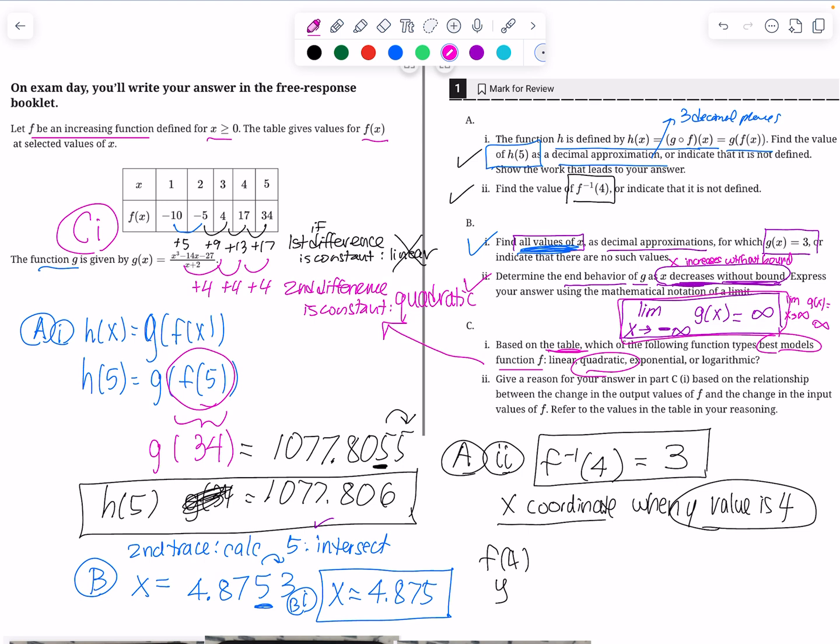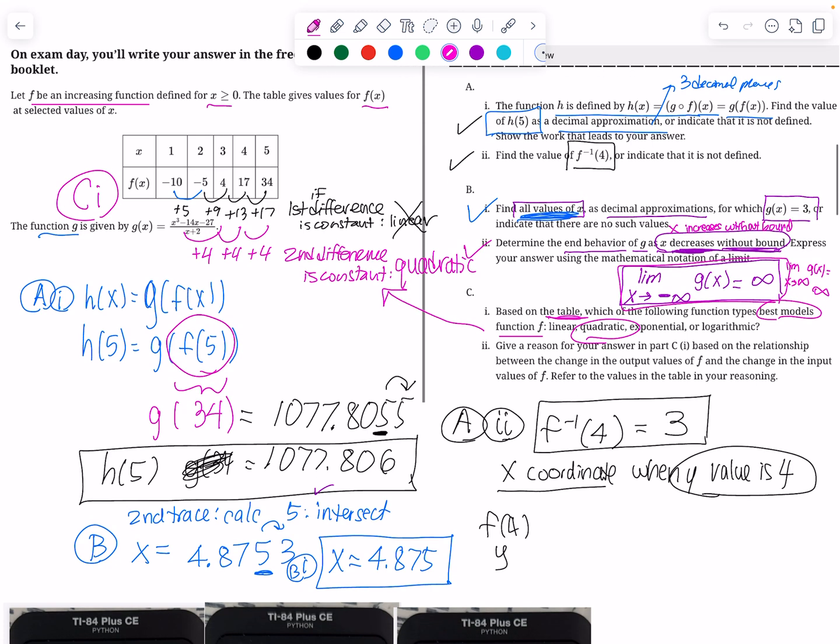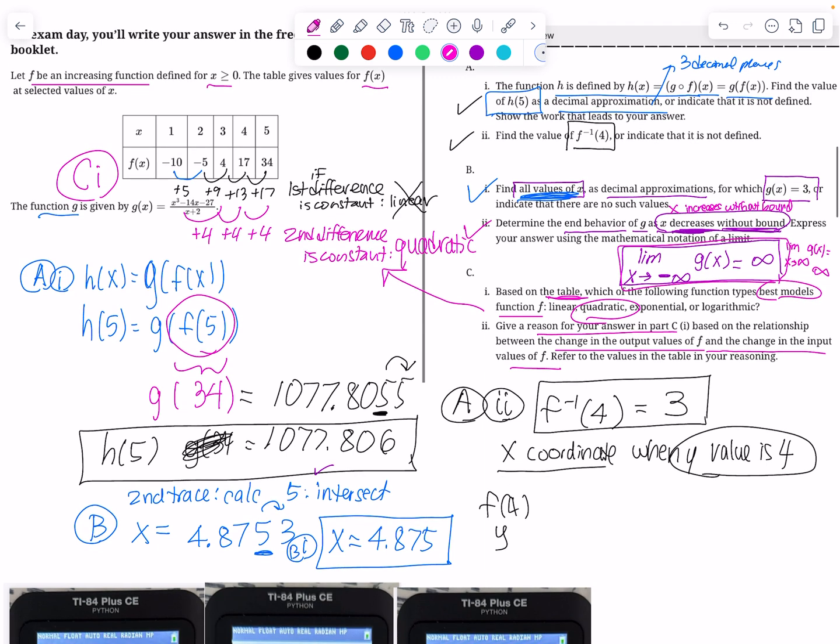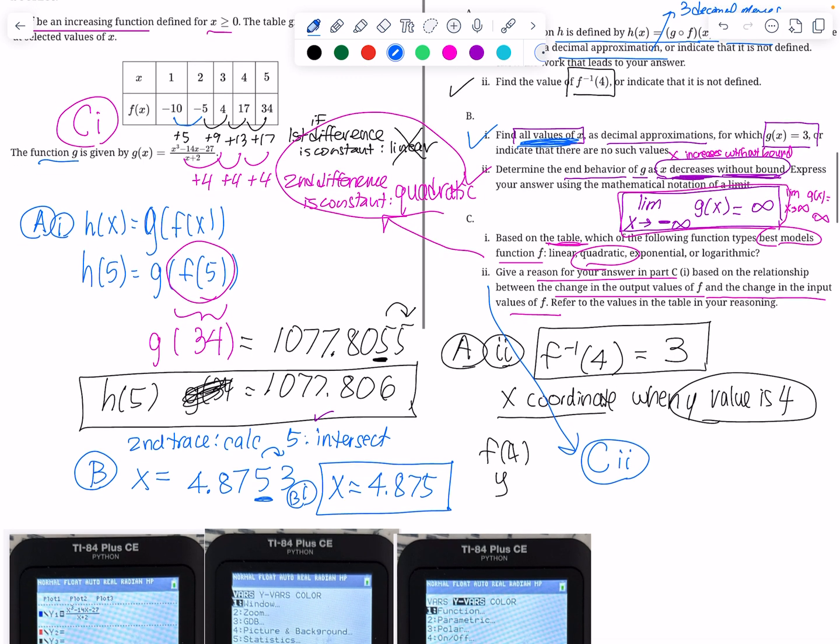Okay. All right, so now we're up to the last part of the question. It says, give a reason for your answer in part C based on the relationship between the change in the output values of f and the change in the input values of f. Refer to the table in your reasoning. So it's basically what I kind of explained here, but we're going to put that in words. Okay, so let's put this here. So this is part C, Roman numeral 2.